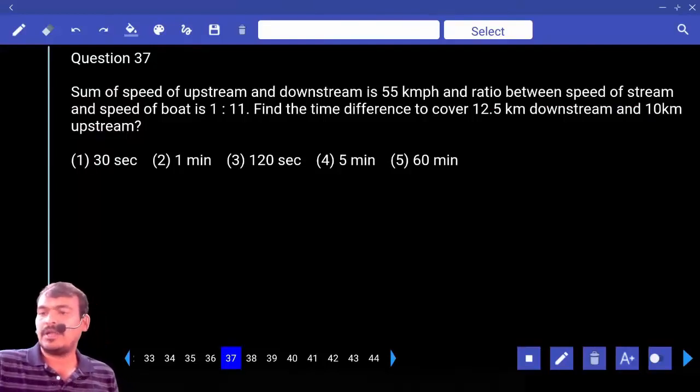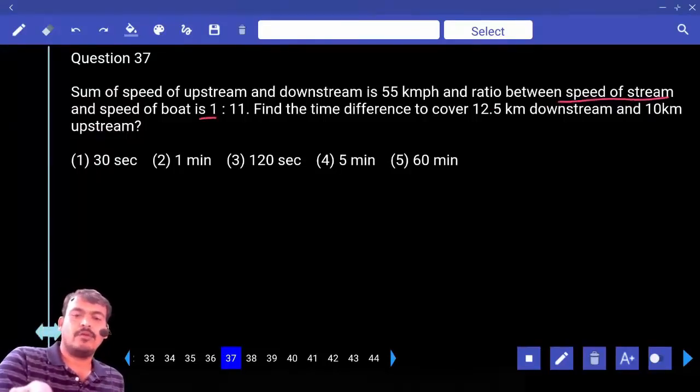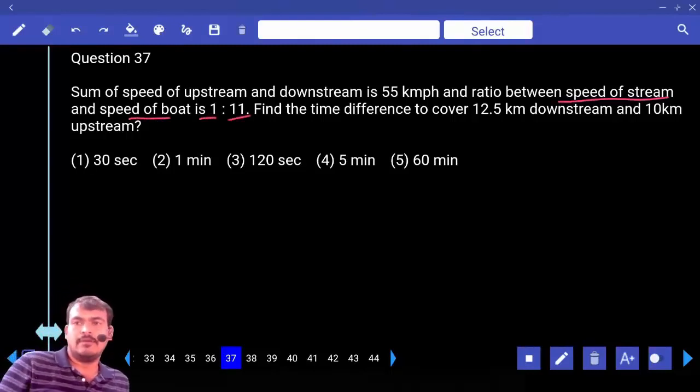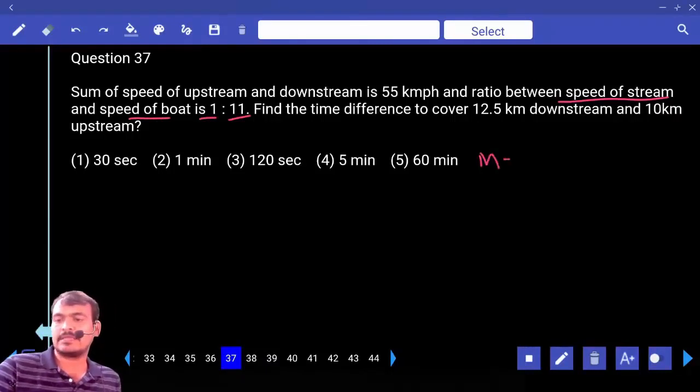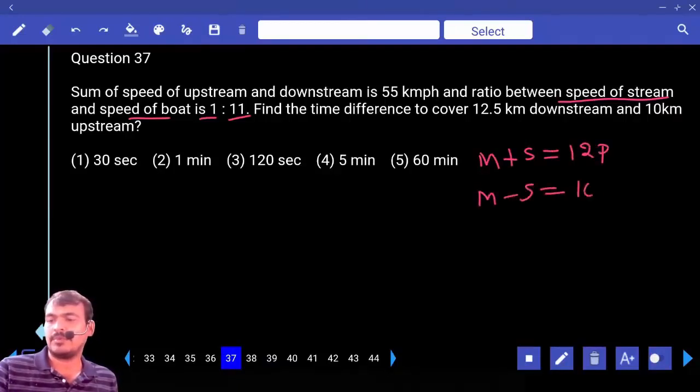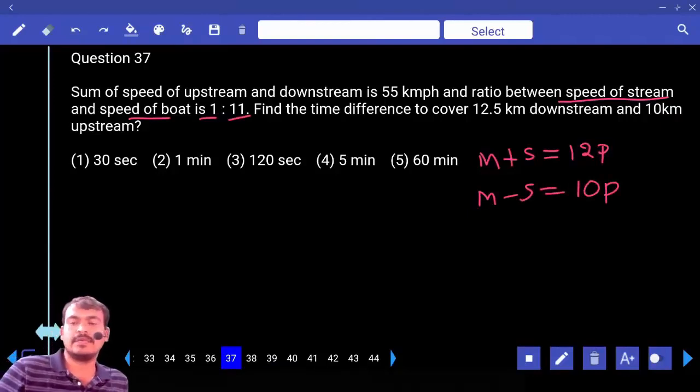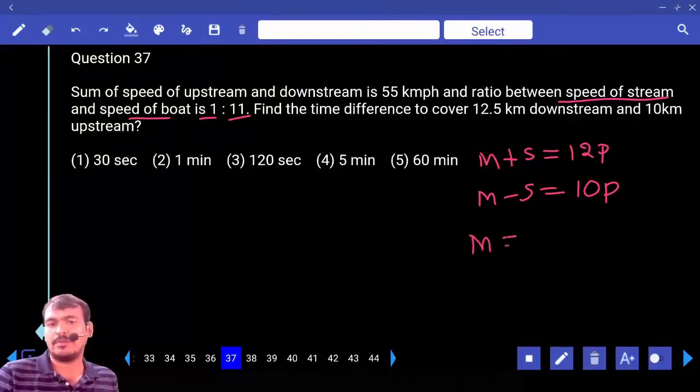Speed of the stream is how many parts? 1 part. Speed of the boat, 11 parts. Then M plus S is how many parts? 12 parts. Then M minus S is how many parts? 10 parts. M plus S is 12 parts, M minus S is 10 parts.